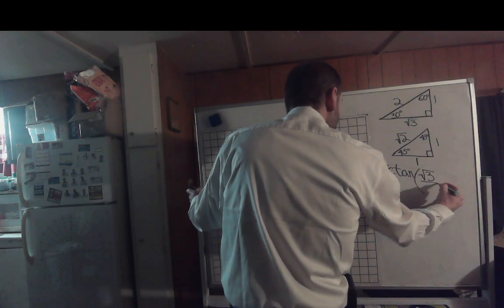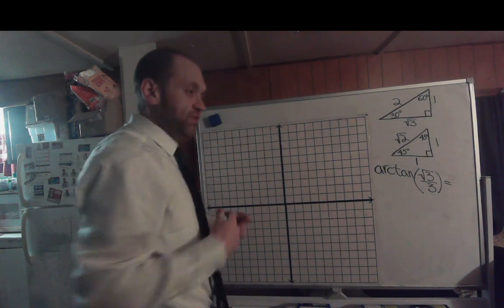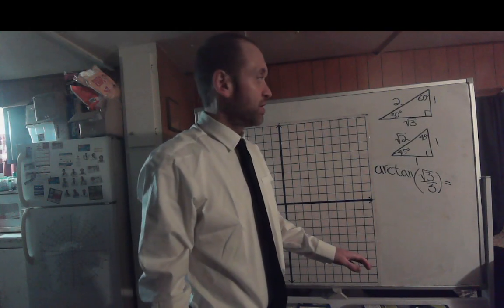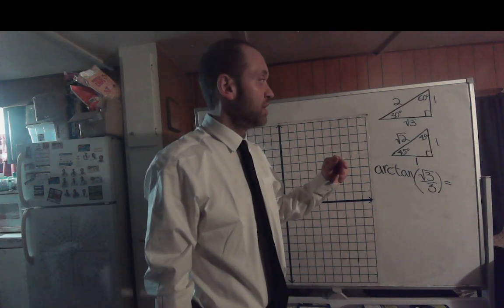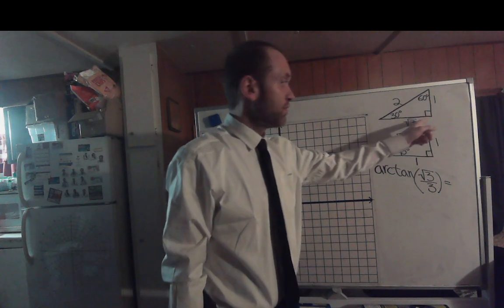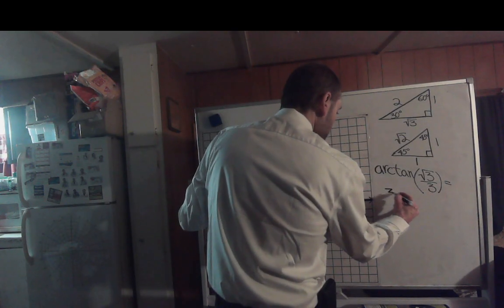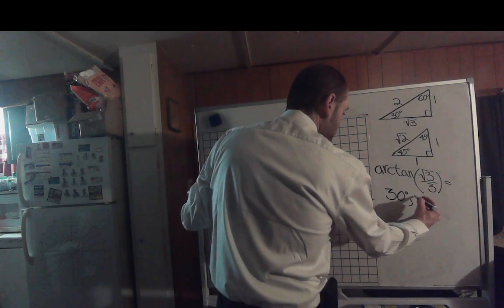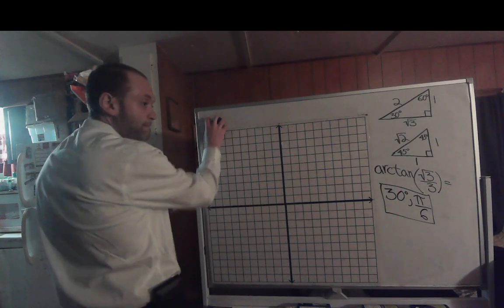The arc tangent of the square root of 3 over 3. So what angle gives us a tangent of the square root of 3 over 3? Well, if you look at your 30, 60, 90 right triangle, the tangent of 30 is 1 over the square root of 3, which is the same as the square root of 3 over 3. So the answer to this would be 30 degrees, or in radians, it would be pi over 6 radians. That's exactly what you'd be looking for.